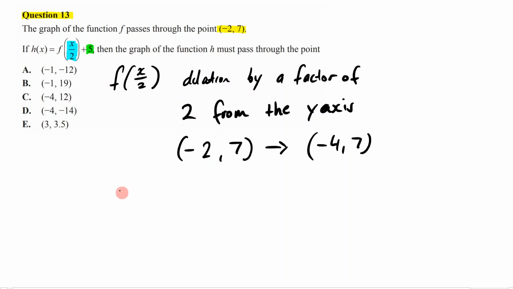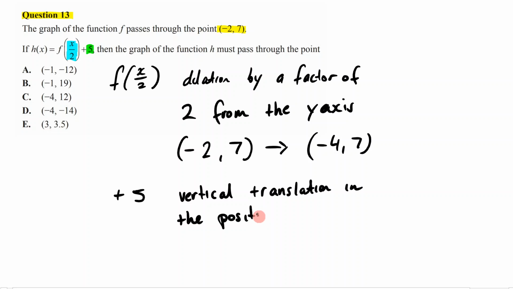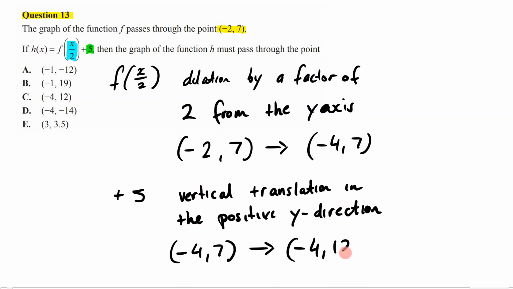Then we have to deal with this plus 5 here, which is simply telling me that I have a vertical translation in the positive y direction. So now we take my (-4, 7), and I'm going to add 5 to my y value, which is going to make it 12. So this right here is my answer, and as you can see, that is C right there.